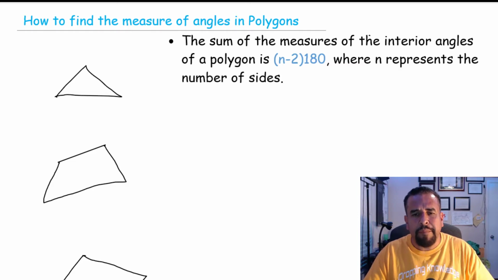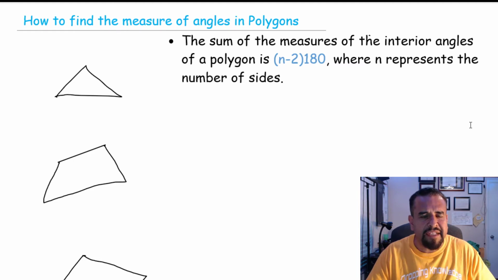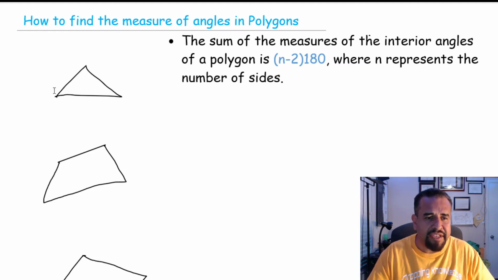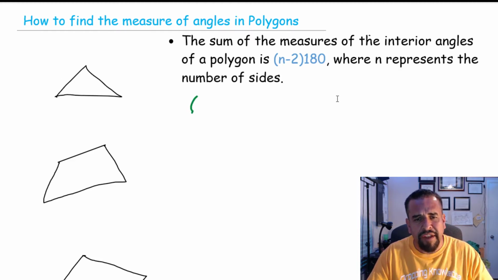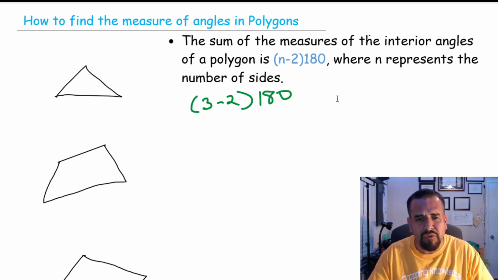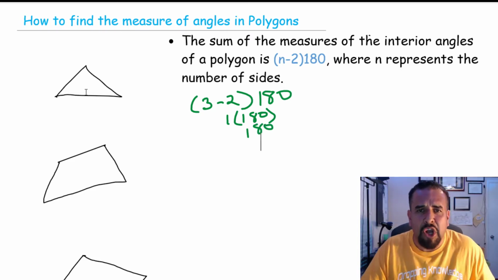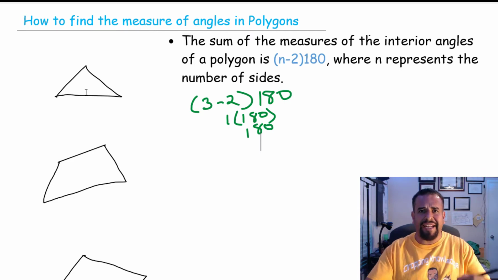So if I'm going to use the formula, n minus 2 times 180, n representing the number of sides, well, this triangle has obviously 3 sides. 1, 2, 3. So to solve it, I would simply do 3 minus 2 times 180. So 3 minus 2 is 1, and 1 times 180 is 180. And that makes sense because all triangles have 180 degrees.